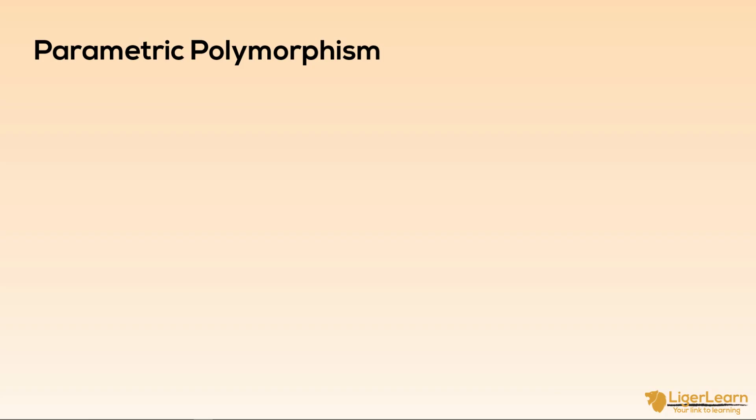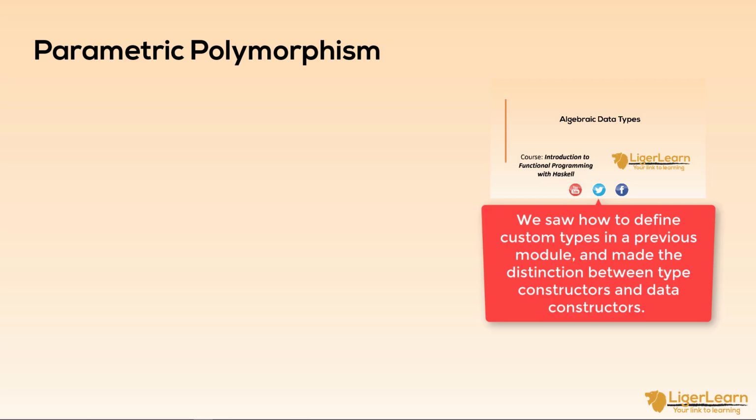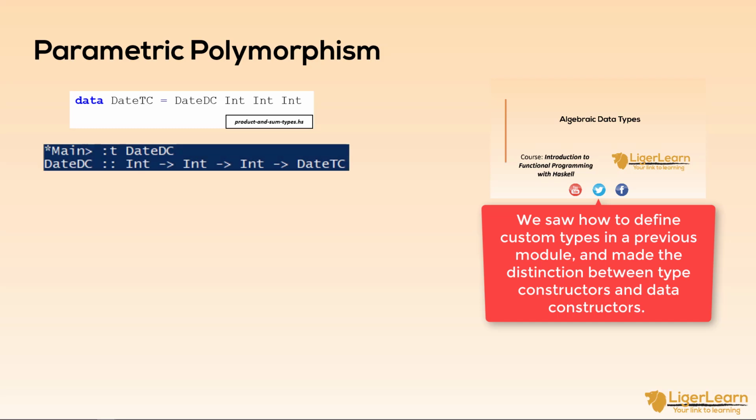In a previous module, when we were discussing algebraic data types, we saw how we could define our own custom types, and we made a distinction between the type constructor and the data constructor. If you remember, I used the example of a DateTC type, and I explicitly named the type constructor DateTC and the data constructor DateDC to make the distinction between the two clearer. We saw that we could view the data constructor like a function, which takes in parameters, in this case 3 ints, and returns a value of the type.